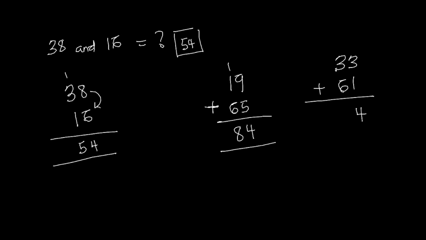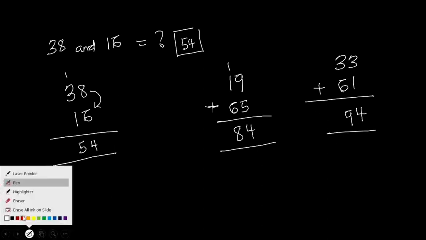So we now add these two numbers over here, 3 and 6. 3 plus 6 will give us 9. So our final answer over here is 94. Alright, so let's have a look at more examples.